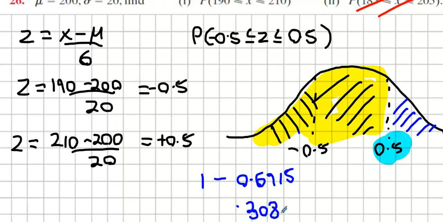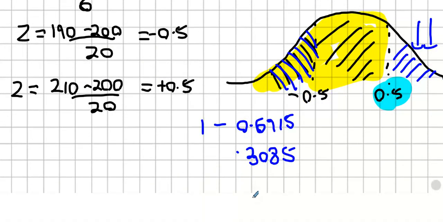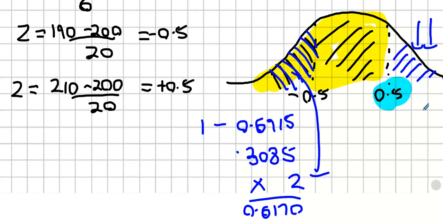0.233085. Now that gives me the size of the blue region, which I now need to double. So I'm going to double it to get the 2 blue regions. So double my answer, and I get 0.6170. That's the size of the 2 blue regions combined. Take that answer away from 1.